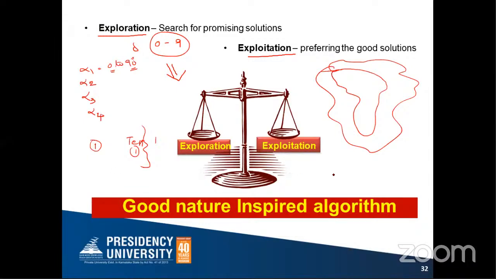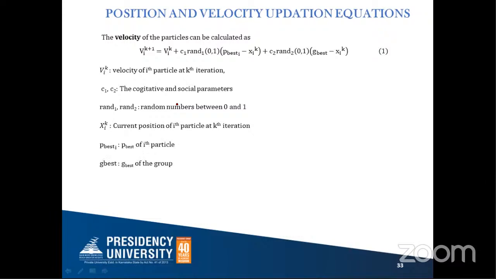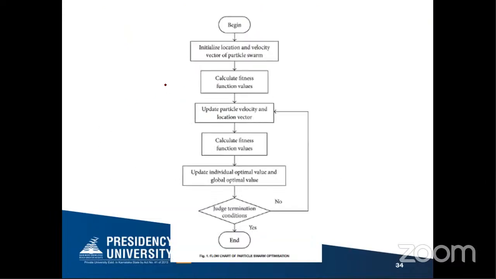So the best algorithm should have a balance between exploration and exploitation. Exploration means it has to search around the search space for better solutions. And exploitation means discarding the inferior solutions. You should not discard too much, but there should be some balance between the two. Just now we have seen this equation here. C1 and C2 are called cognitive parameters, and I have explained everything.